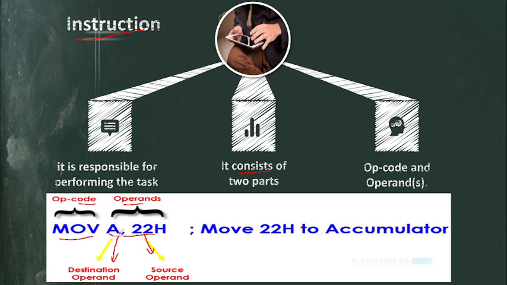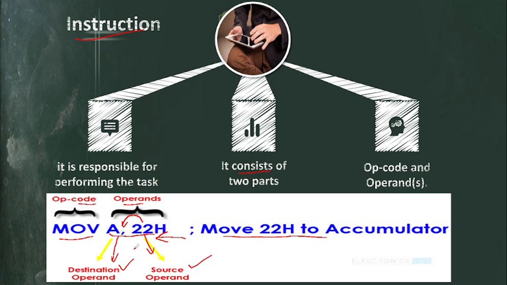When you write this kind of instruction in a microcontroller, it operates like this. Whatever you have at 22H will be moved to the accumulator. Look at the command: move 22H to accumulator. That's what's going to happen here. We are giving the content of 22H to the accumulator, so 22H becomes the source, which is why we name it the source operand. The accumulator is receiving the data from 22H, so it is the destination. The accumulator will become the destination operand.